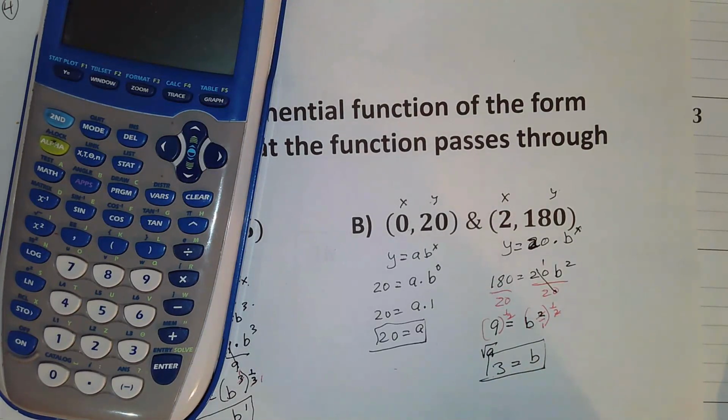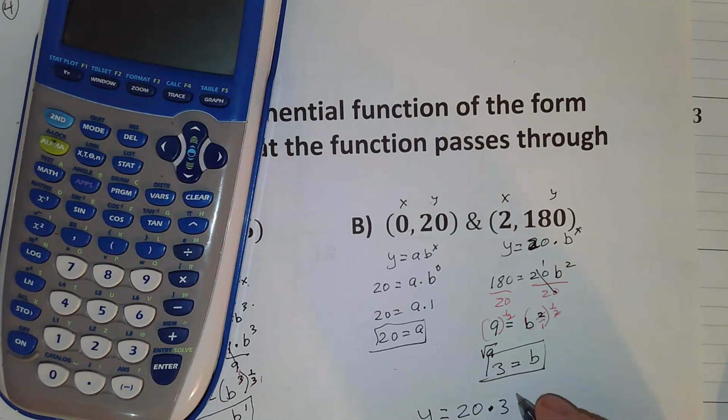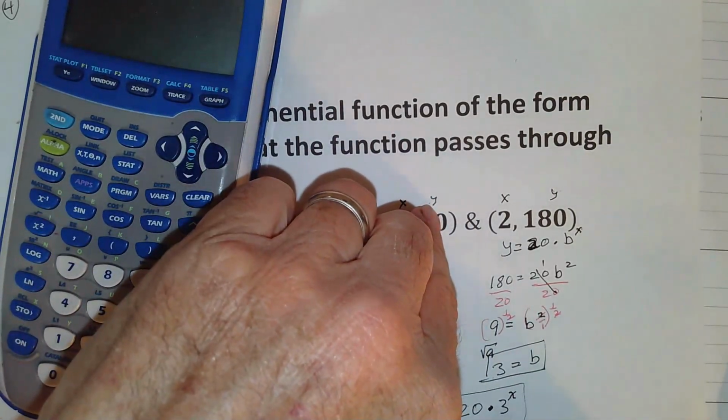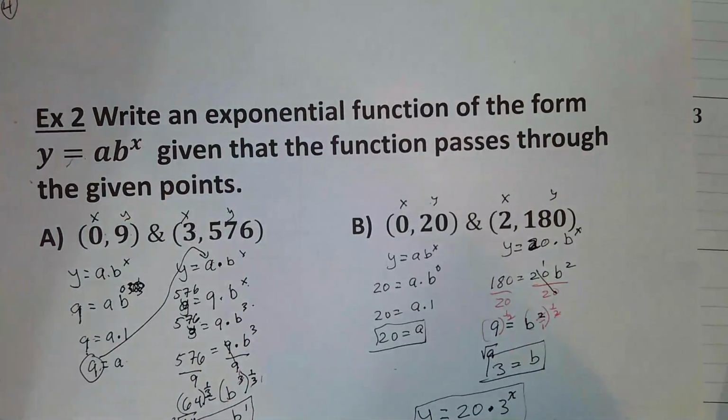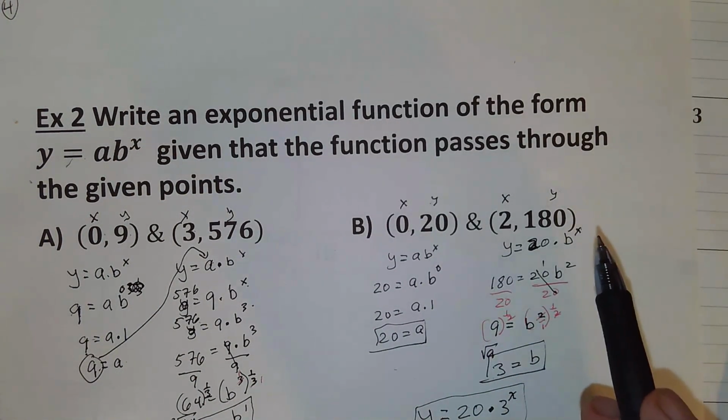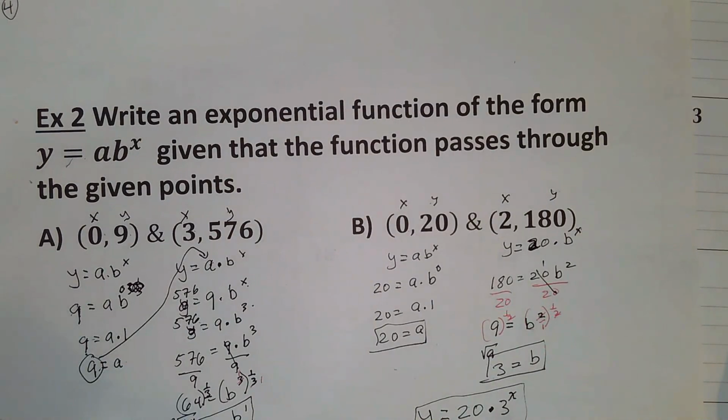Now take your generic equation again. Put y back in as y. Your a is going to be 20. Your b is going to be 3. And remember, you have to leave them apart because the 3 has an exponent. That's your a, that's your b to the x. Okay. So what we've done here is we've used these 2 points to figure out what the actual function is in each of these cases.